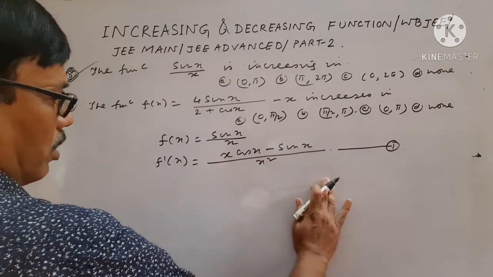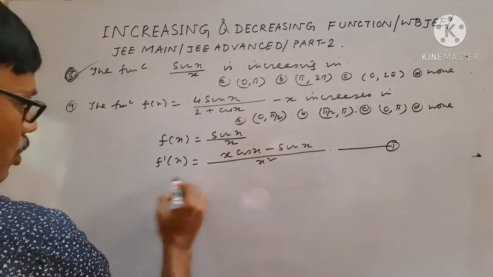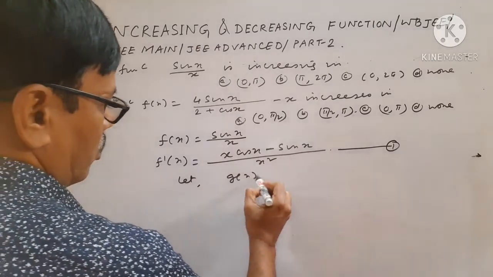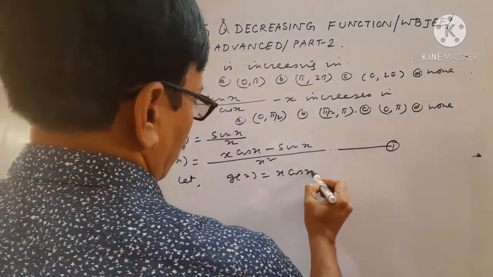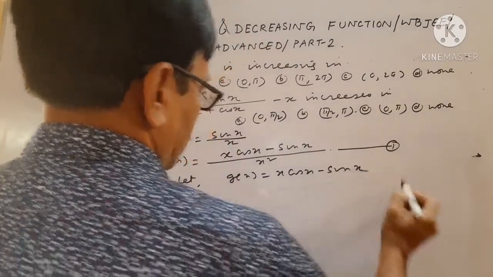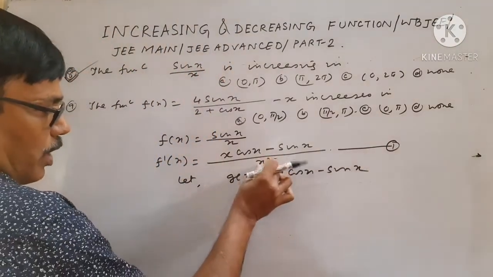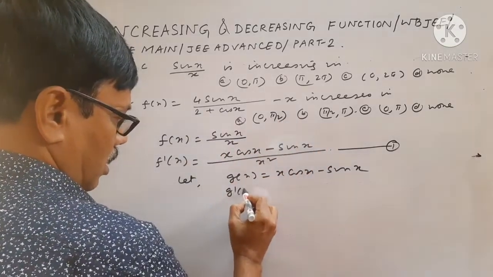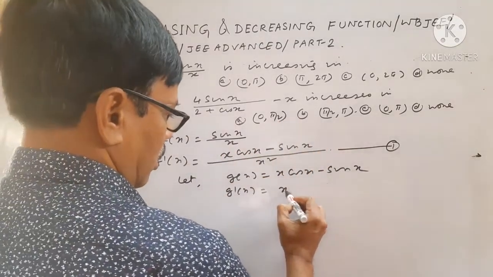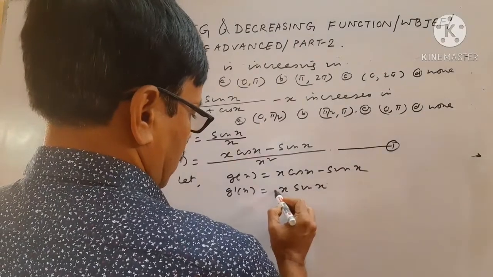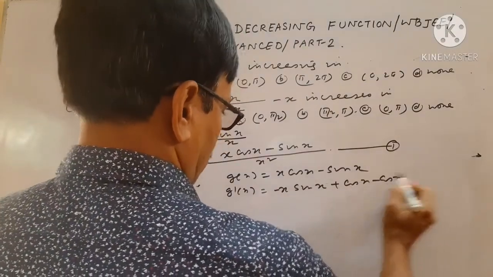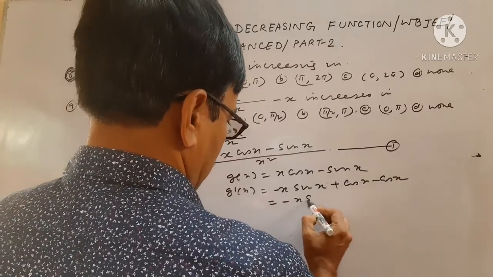So for this type of problem, we consider another function. Suppose g(x) equals x cos x minus sin x. So this one is obviously the numerator, so we consider this as g(x). Now g dash x is x cos x... sin x plus x cos x minus cos x. So minus x sin x.